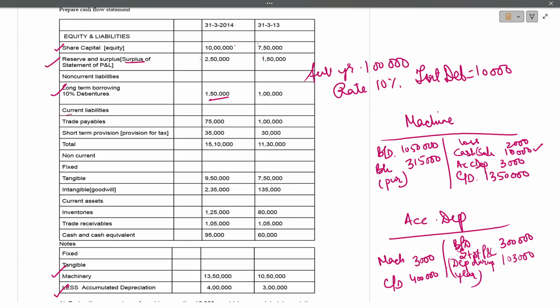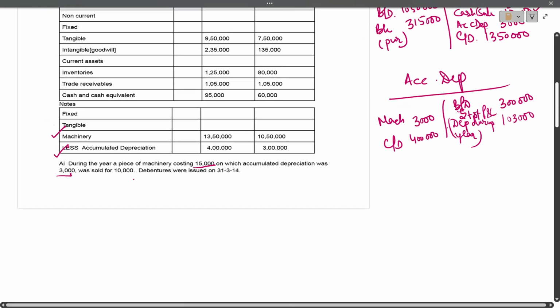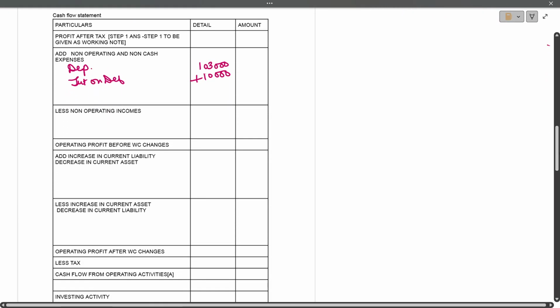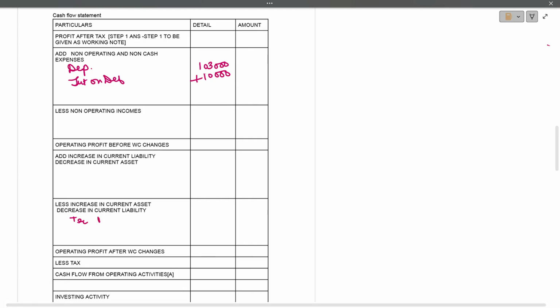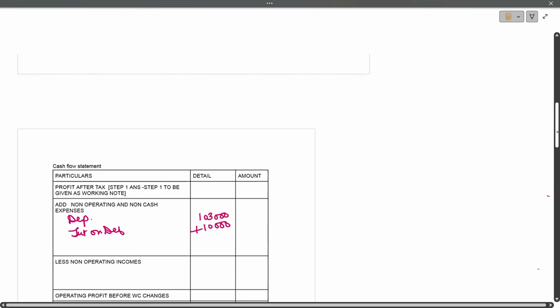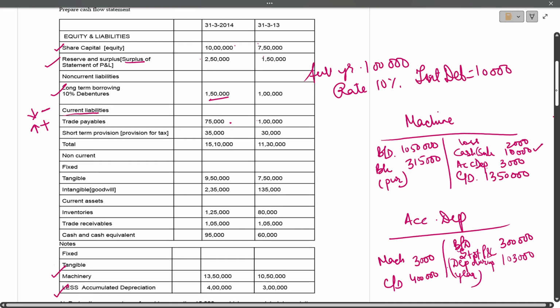Now we have current liabilities. Under that, trade payable 1 lakh to 75,000. Decrease, current liability has direct relation, decrease minus, increase plus. So this is a decrease. I will deduct this amount and it will come here. Decrease in current liabilities, trade payables, there's a decrease of 25,000. I have to minus that amount. Let me move ahead. Let's move to other things.